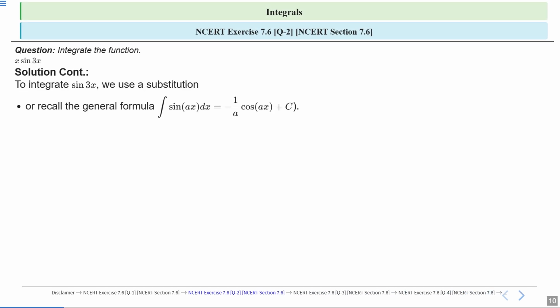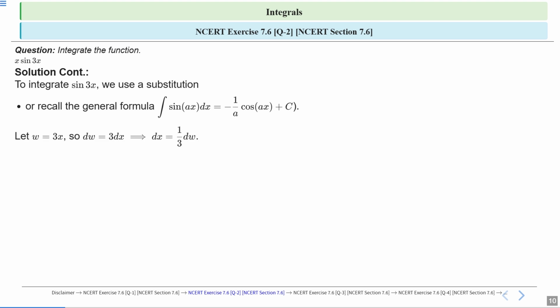To integrate sin 3x, we use a substitution method. What is the substitution method? We substitute ax as some other variable and then convert this integral into the integration of the other variable, where we can directly apply the standard formula, that is, the integration of sin x is minus cos x.